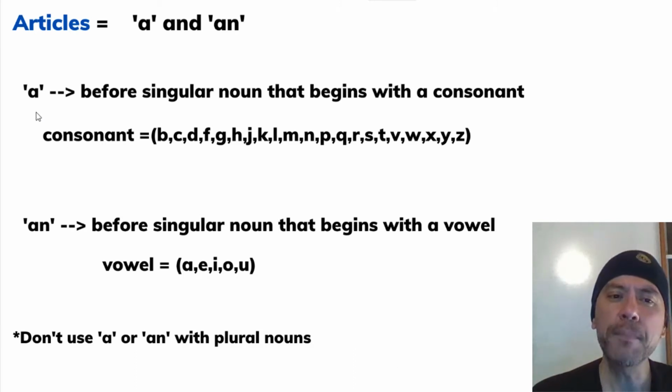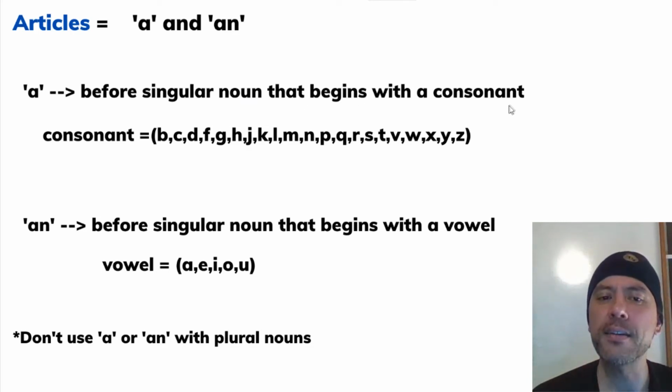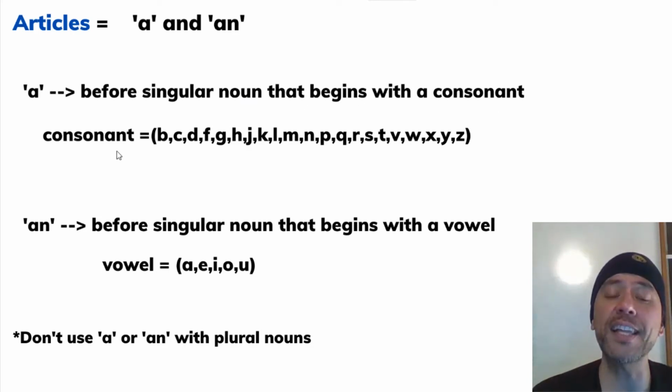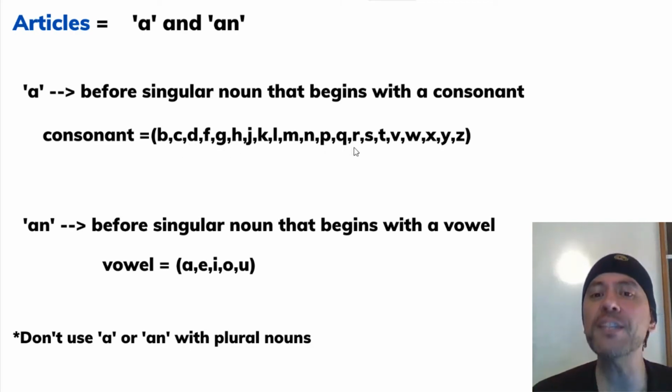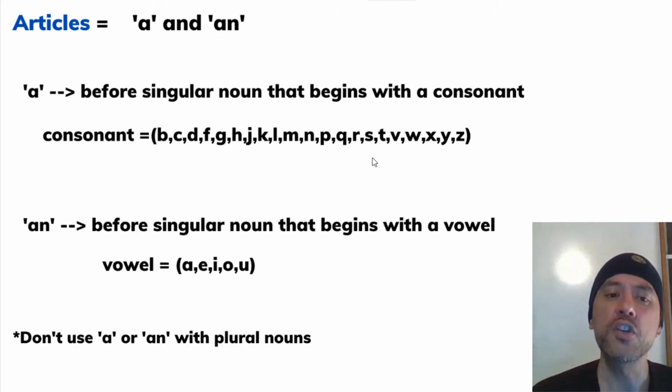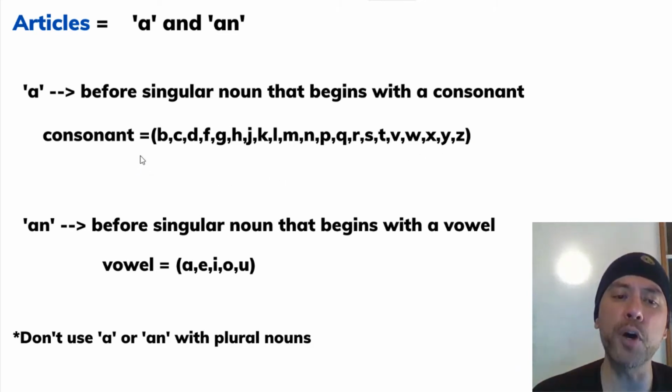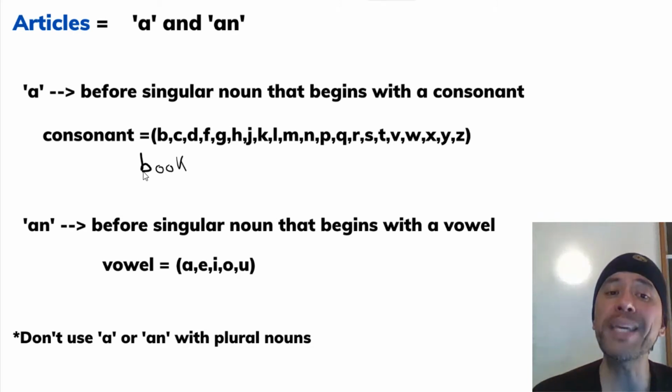Let's now look at the articles a and an. The article a goes before a singular noun that begins with a consonant. What's a consonant? A consonant is a letter like B, C, D, F, G. Any of these letters is a consonant. So for example, the word book begins with a consonant B. So because it begins with a consonant, the article that I will use with this noun is a. I will say a book.